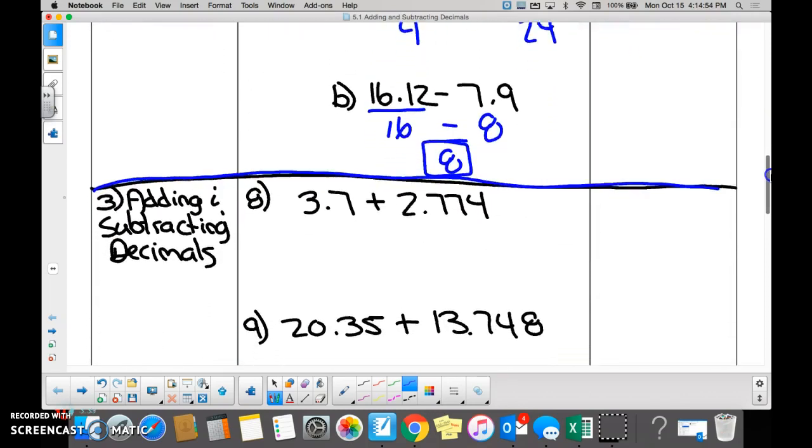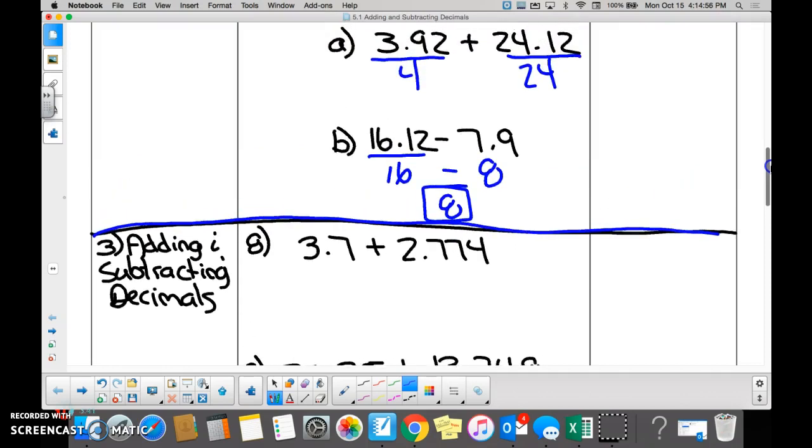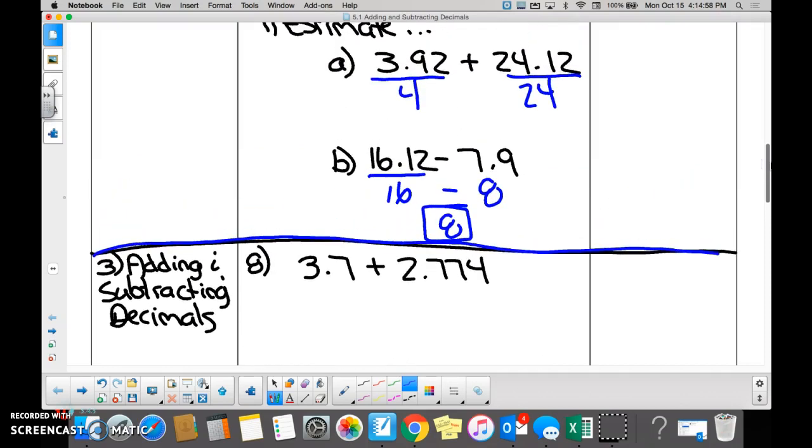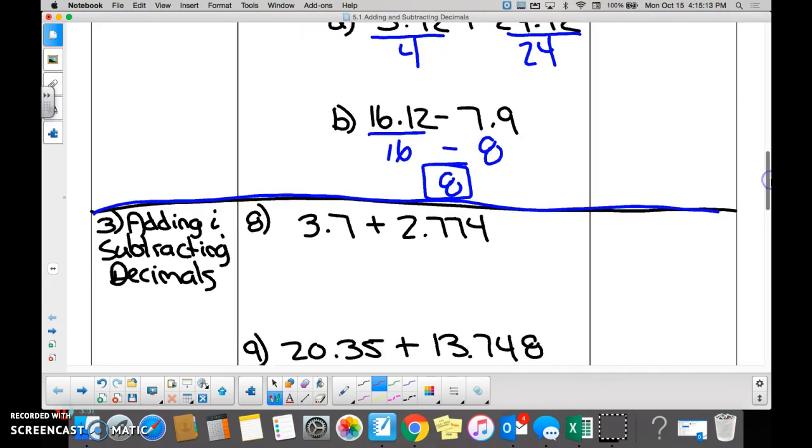Sliding on down to number 3 then, we are going to add 3 and 7 hundredths and 2 and 774 thousandths. So one thing you need to pay attention to when adding is you must line up the decimal points. It's extremely important that when adding or subtracting decimals, you line up the decimal points. So in this situation, I am going to rewrite my problem as, ignore number 9, please, 3 and 7 tenths. And I'm going to add to that, oops, it's a little too far over. Let me just get rid of that.